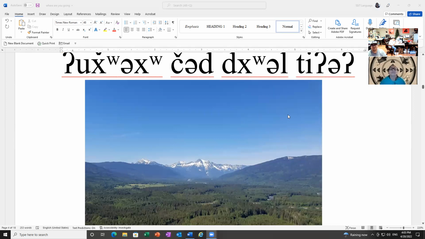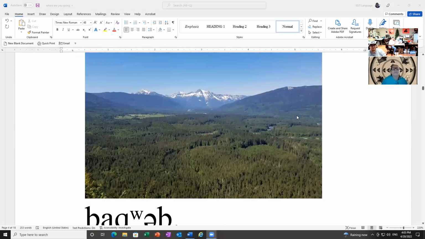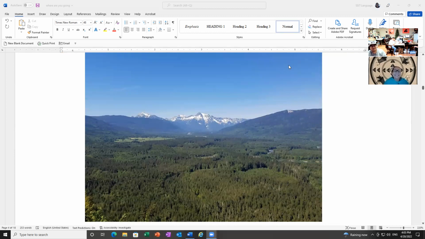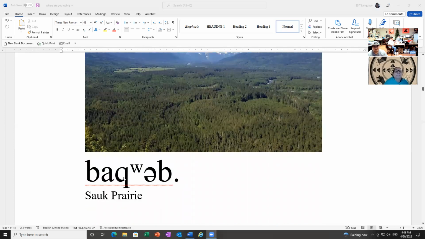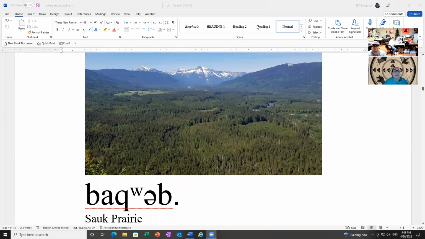And then chad. So this is a lovely picture of Somalia, but this is not the place where we're trying to go. This right over here is called Sauk Prairie, right? That's the word we're doing in Lushootseed. This place right here is Bakab, it used to be called Aqua Boost.